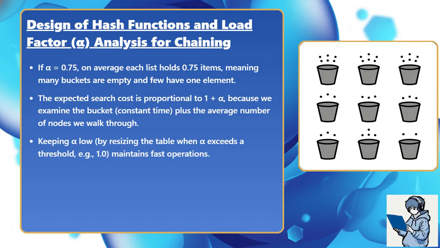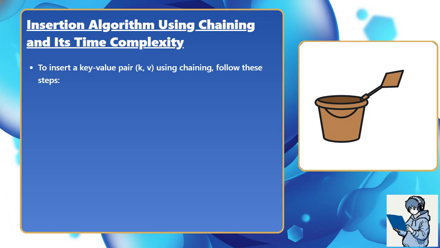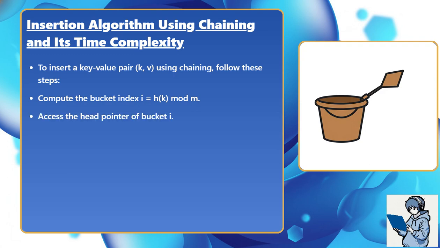Keep alpha low by resizing the table when alpha exceeds a threshold, for example 1.0, which maintains fast operations. To insert a key value pair k, v using chaining, follow these steps. Compute the bucket index i equals h of k mod m. Access the head pointer of bucket i.